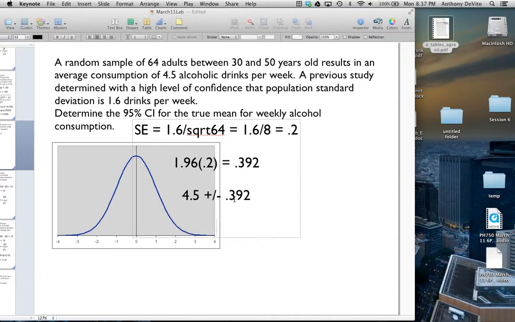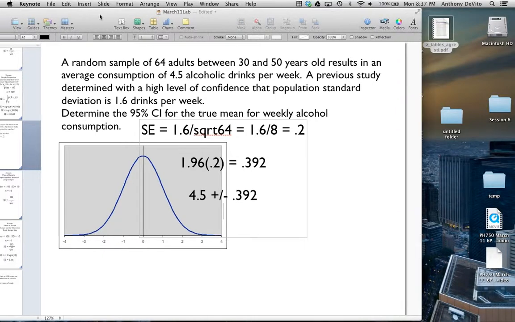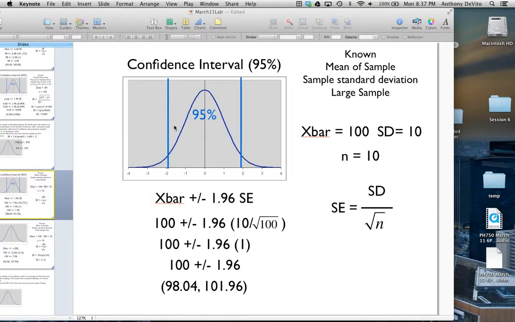Okay, so basically, we have a pretty good idea how this works. Let's move on, and we're going to see another couple of examples of this. Next, I'm going to take a look at a situation which comes up quite frequently, where we know the mean of the sample. We know the sample standard deviation, not the population standard deviation, and it's a relatively large sample.